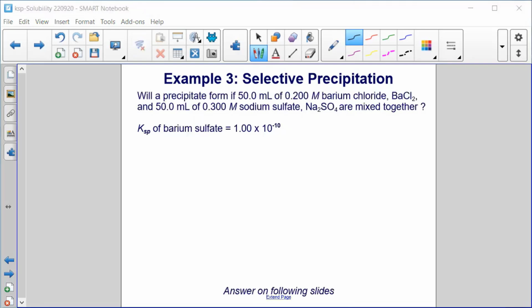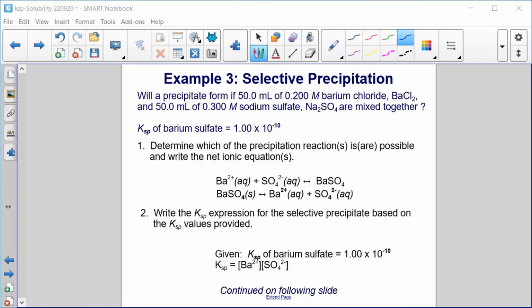Example 3, selective precipitation. Will a precipitate form if 50 milliliters of 0.200 molar barium chloride and 50 milliliters of 0.300 molar sodium sulfate, Na2SO4, are mixed together? The KSP of barium sulfate is 1.00 times 10 to the minus 10.